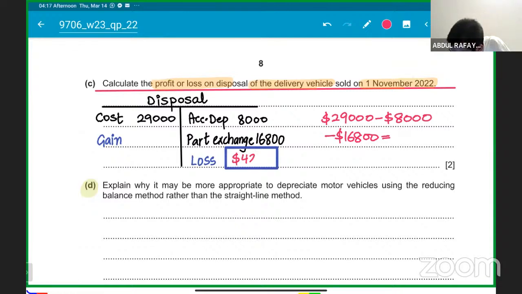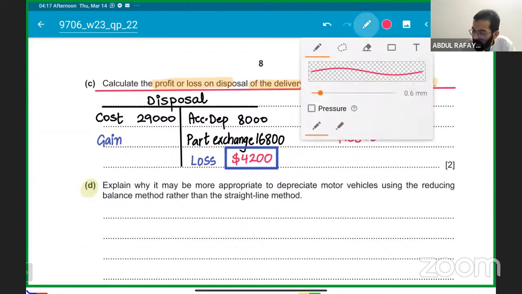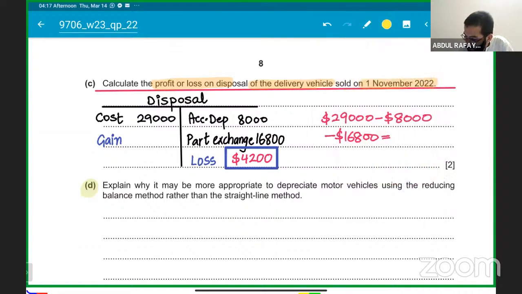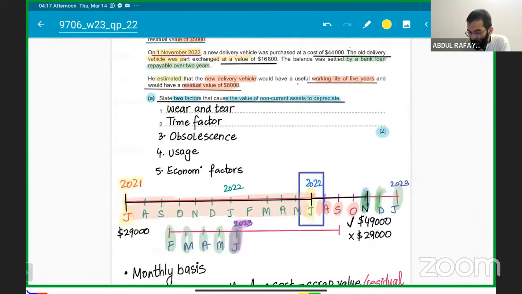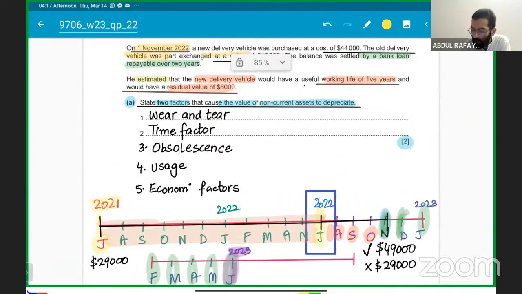With this, all the numerics got finished. So we are getting a loss of $4,200. Make sure there is 1 mark for 4,200 and 1 mark for writing the loss. You have to make sure that you write loss of $4,200 to get the full 2 marks. Up till now we have done all the numerics and the state two factors.